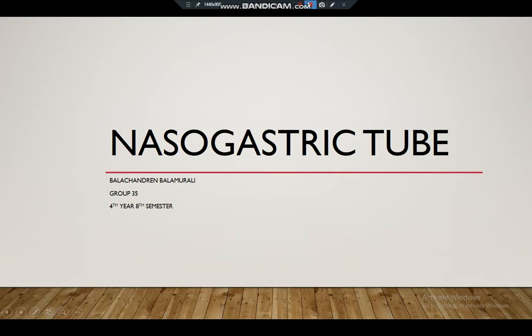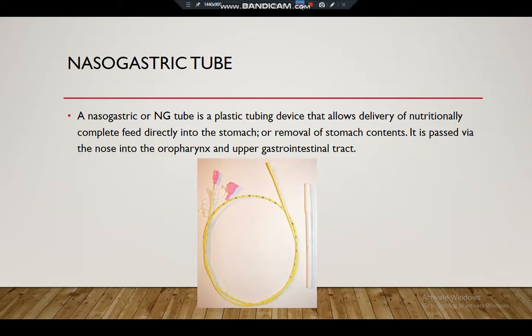Hello everyone. Today I'll be presenting about nasogastric tubes, their uses, their indications, contraindications, and how to insert a nasogastric tube. Nasogastric tubes are used to gain access to the stomach. It may be used to drain gastric contents, decompress the stomach, obtain a specimen from gastric contents, or introduce a passage into the gastrointestinal tract.